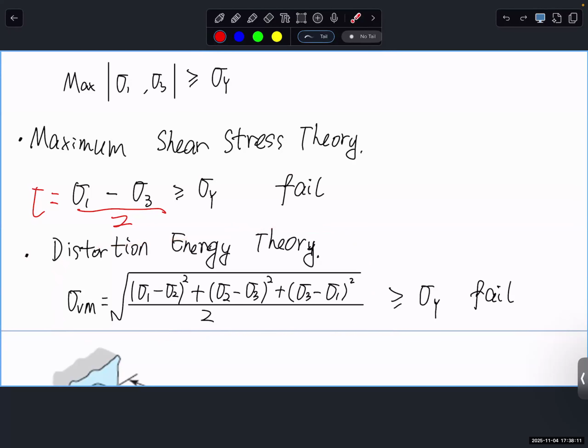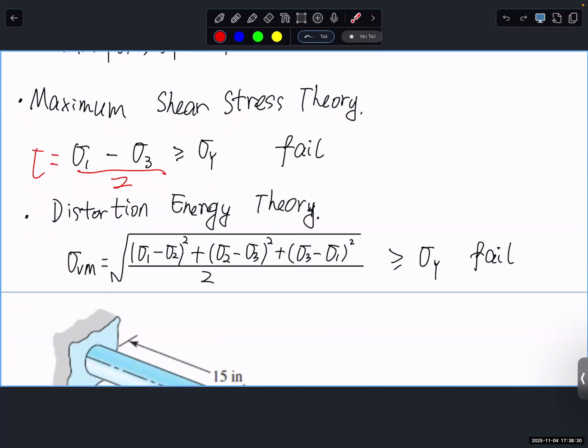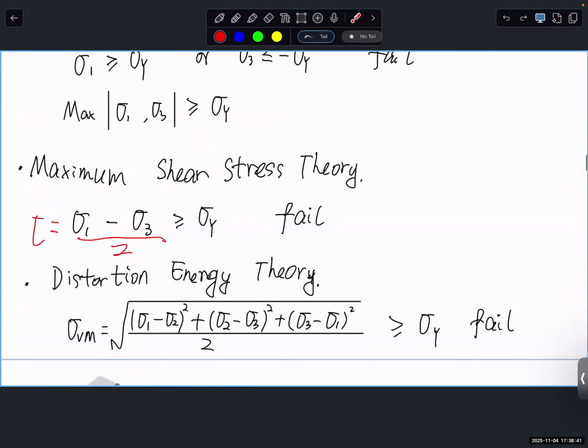This is based on the distortion energy stored in your own structure and the distortion energy we get in the lab test for that material. If the distortion energy in your own structure exceeds that of the 1D tension compression test, before it fails in the lab, it fails. So that value, sigma y, is a material property, got from a lab value. And we compare our structure's stress to the lab value.